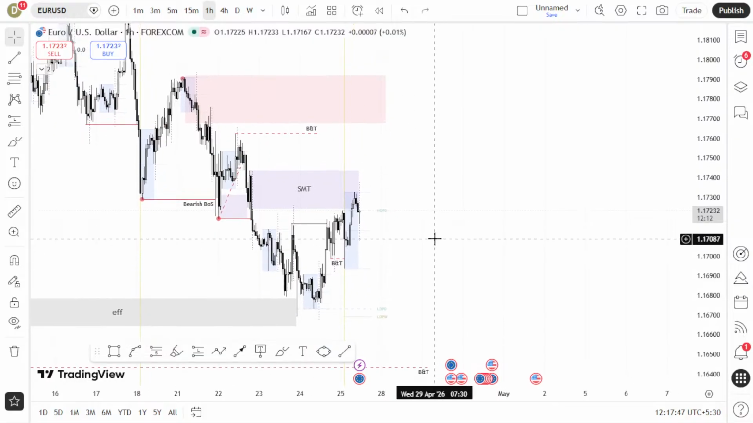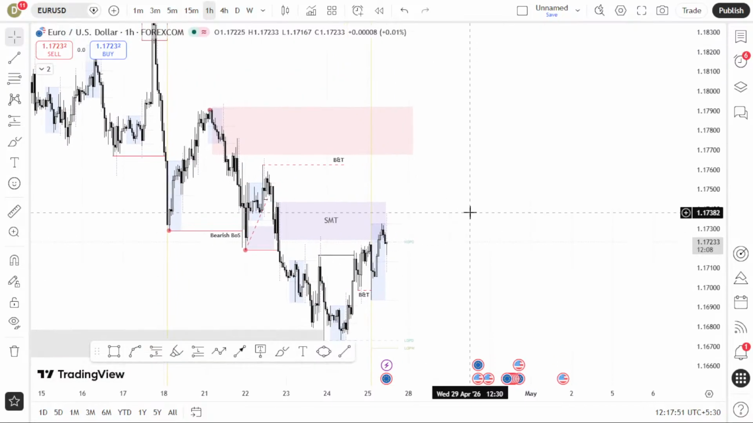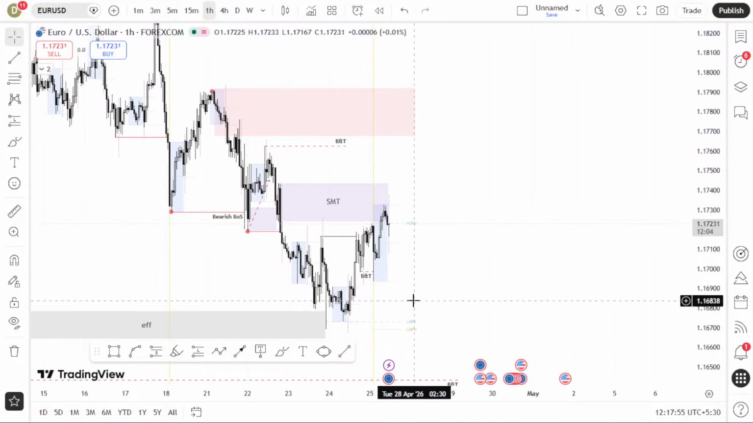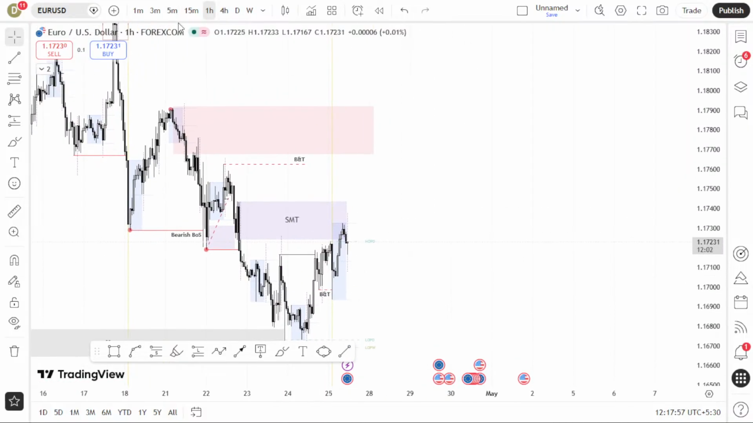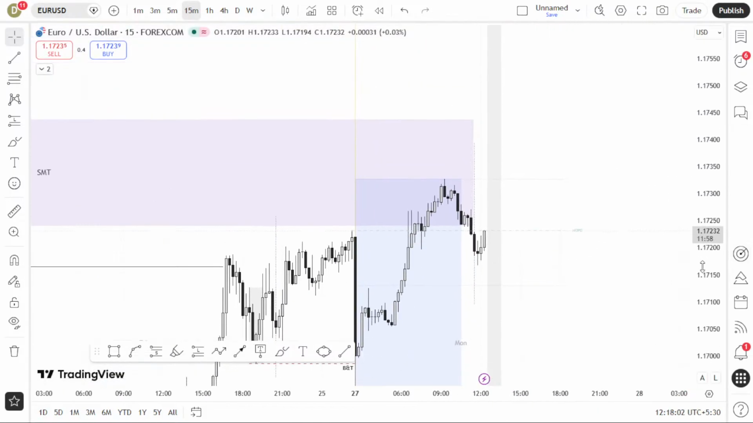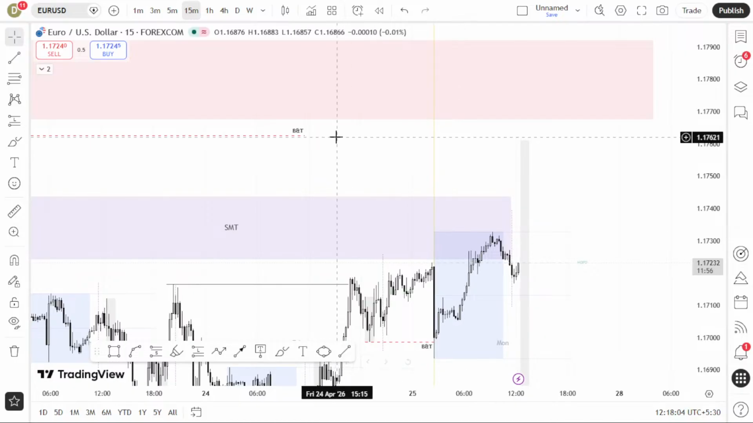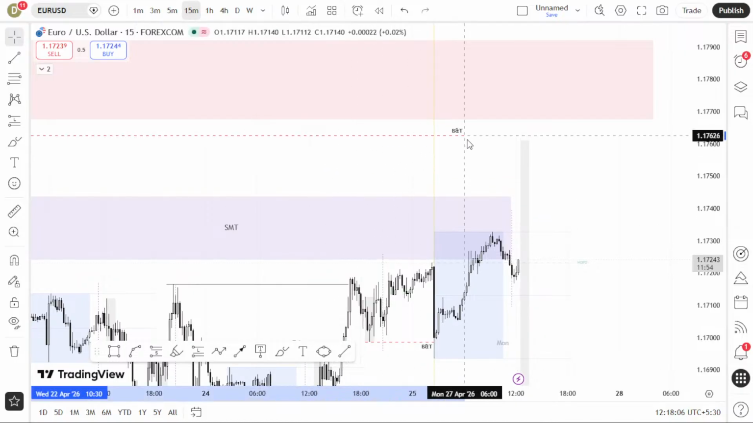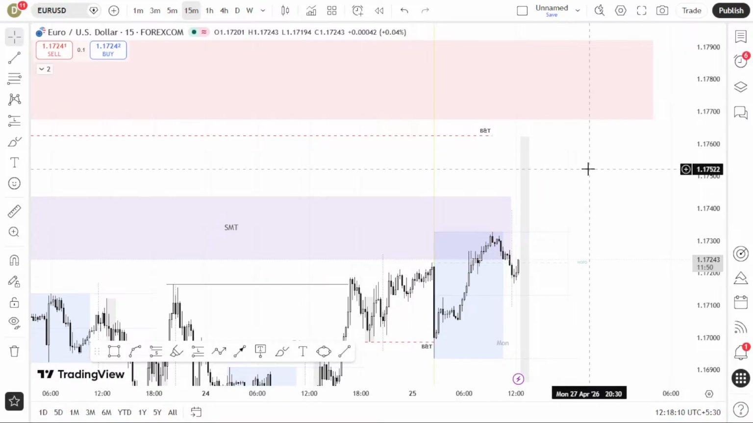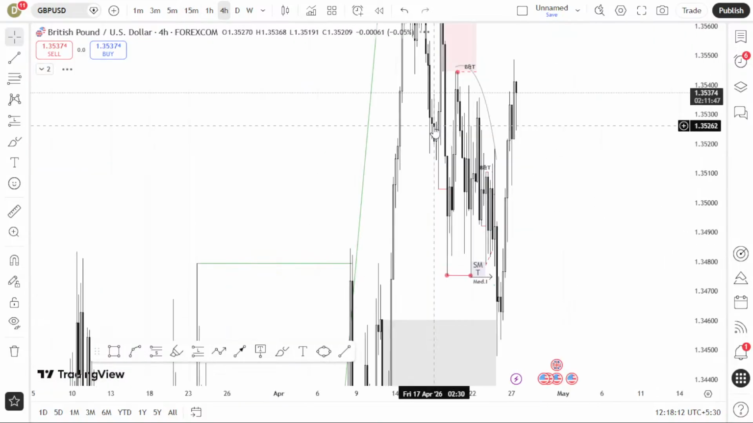Yes, I think that is all for euro this session at least. If not a buying opportunity, I would most likely be looking for price to reach this zone and sell from here, somewhere around here. Now we'll go to GBP.